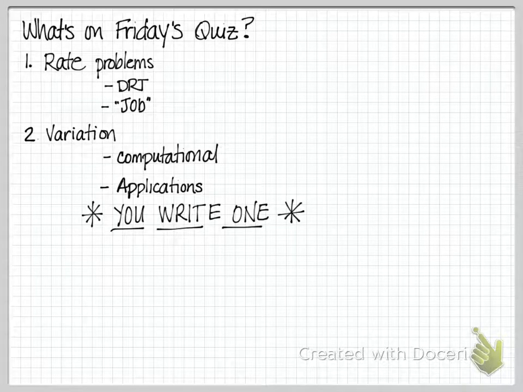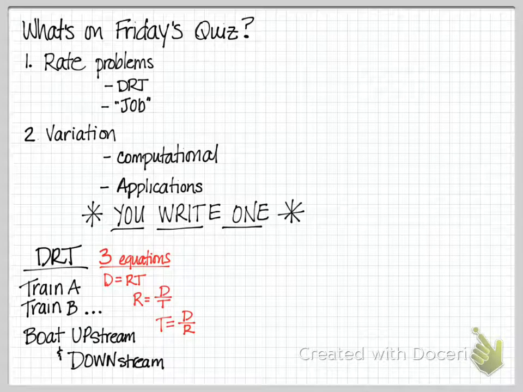So I want you to be able to think about being able to write your own application, come up with some situation of something that varies for the quiz tomorrow. Be able to write one yourself. So the distance, rate, and time problems, remember there were three different equations: d equals r times t, or r equals d over t, or t equals d divided by r, depending on what you had in common.